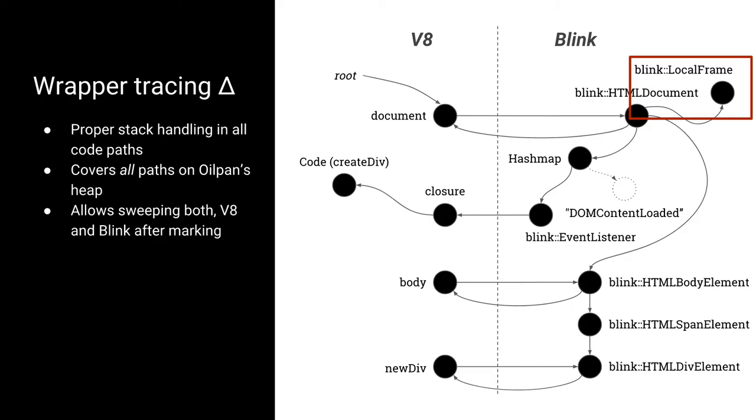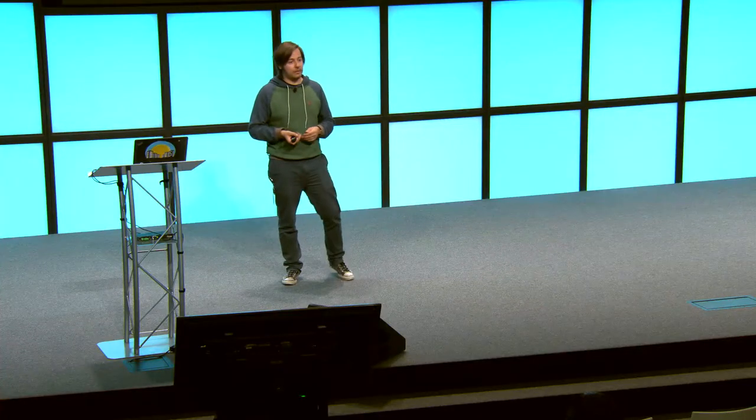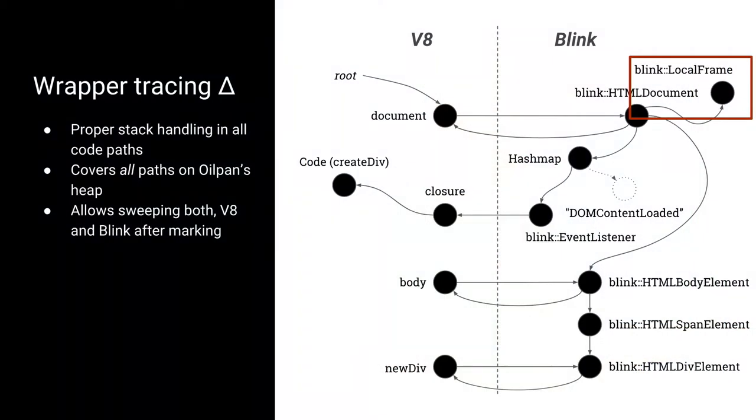On purpose, we didn't cover all code paths in Oilpan's heap. We only covered those code paths that could lead to references on the V8 side, which means that we didn't fully mark all of Oilpan's heap, which also means that we couldn't start sweeping on all of Oilpan's heap. We only could process essentially V8 objects after doing a repo tracing garbage collection. So with the unified heap, we want to change that. We actually want to trace through the whole graph, which in this case would include this local frame, for example, because that's not part of the repo tracing world, but we would still mark it. And we could then sweep both heaps essentially.